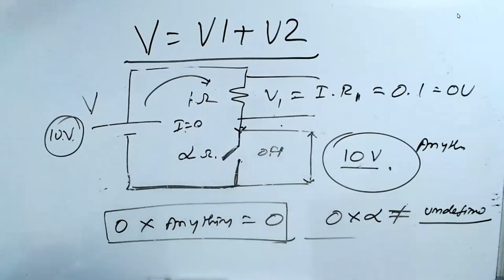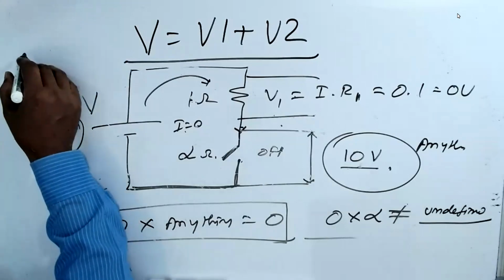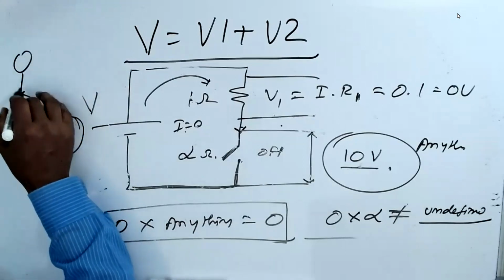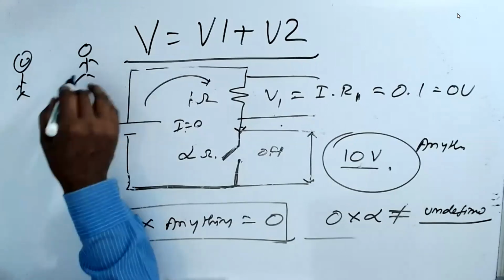So what we are using is a different method. For example, I'm telling you that I have given you some money. Let us say I have a person. You are there. I gave you some money.